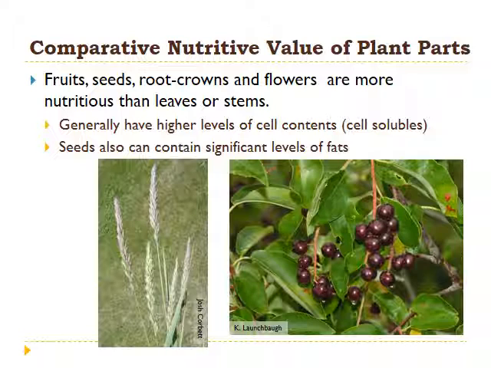First of all, the most nutritious of all those plant parts are the fruits and seeds of the plant. Root crowns can also be really important sources of starch and can be quite digestible. Flowers, some flowers can have pretty digestible components, and all of those parts of the plant would be more digestible and more nutritious than the leaves or stems. So generally they have high cell contents or high cell solubles. Seeds can even contain a relatively high amount of fat. So bottom line is these fruits and seeds and nuts create the mast crop of a plant.